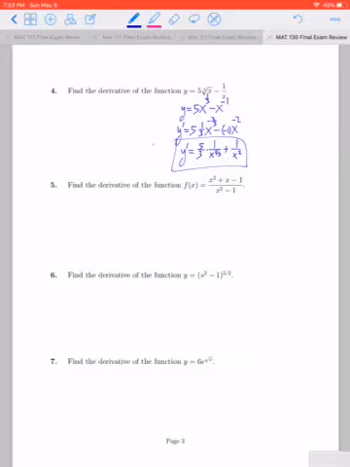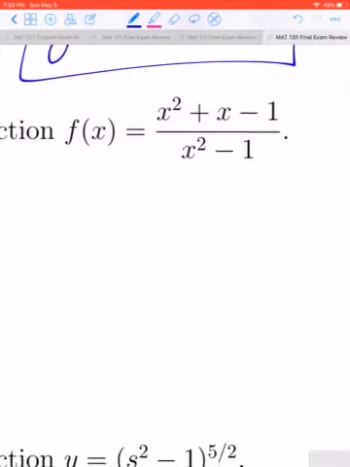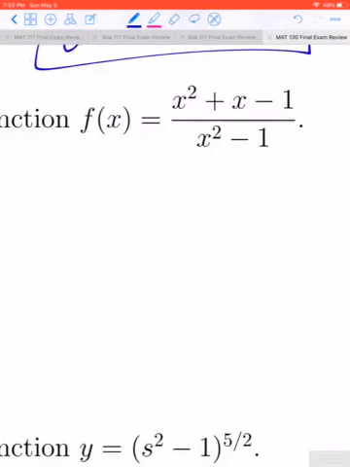Let's take a look at problem number 5. They want us to find the derivative of the following function. Here, this is a rational function. It's the quotient of two polynomials. And in order to take the derivative of this function, we need to use the quotient rule.